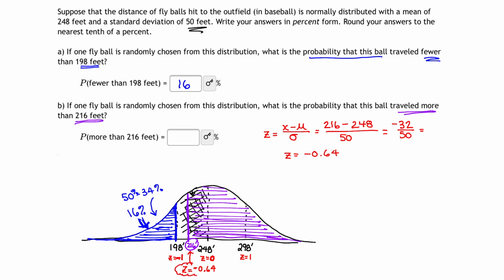It is this z-score of negative 0.64 that we want to use on our z-table to calculate the area that corresponds to the band in between that z-score and the mean. So we're going to use that z-table, and it's going to give us an area value. That area value corresponds to the band between the z-score and the mean. So let's go figure out what the area is for that red band.